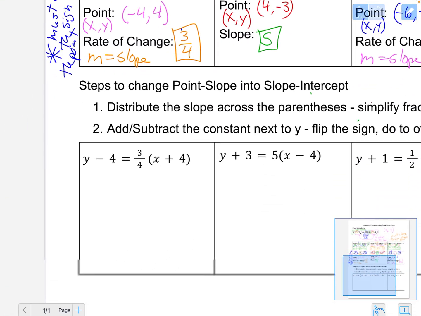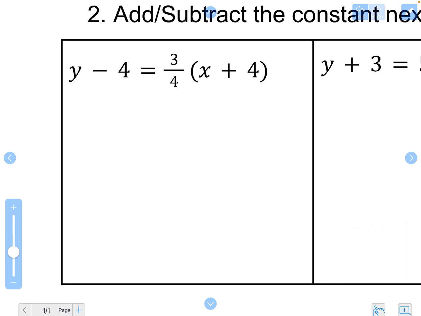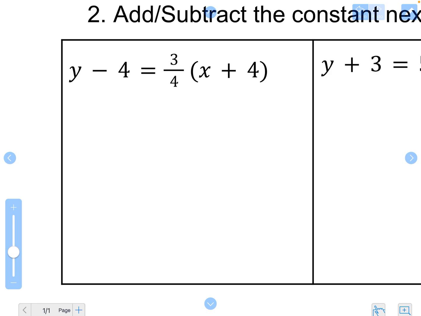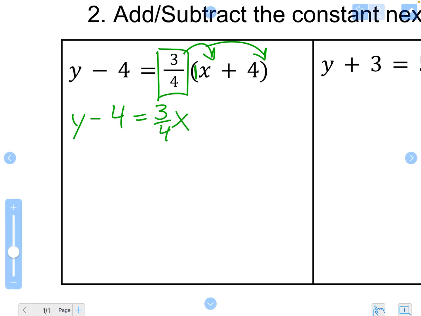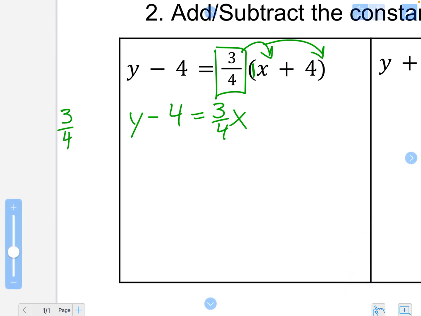Now I'm going to show you how we can change point slope into slope intercept form by just simply solving an equation. So anytime we see a fraction next to a parentheses, it tells us automatically that we need to distribute. And so I'm just going to simply rewrite my y minus 4. I know that 3/4 times a 1 is going to be 3/4, and I need to make sure I put the x next to the 3/4. And then I'm going to show you over here on the side just a little bit of fraction math.